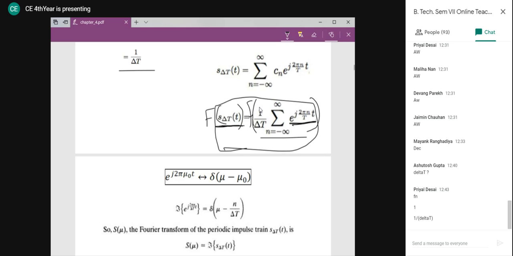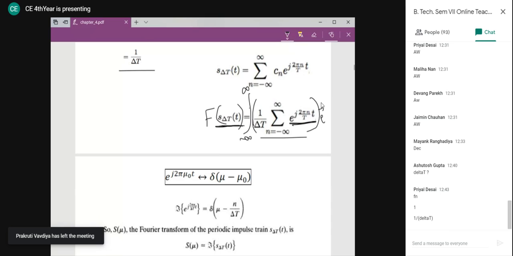Now, if I want to find the Fourier transform of this, I need the definition of how to find the Fourier transform of any function. I know that I will have an integration from minus infinity to plus infinity, then the function, then the exponential minus j 2 pi mu t.